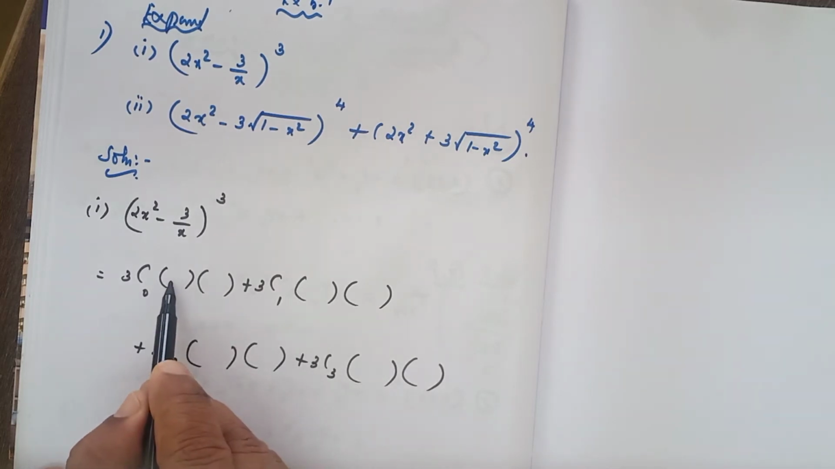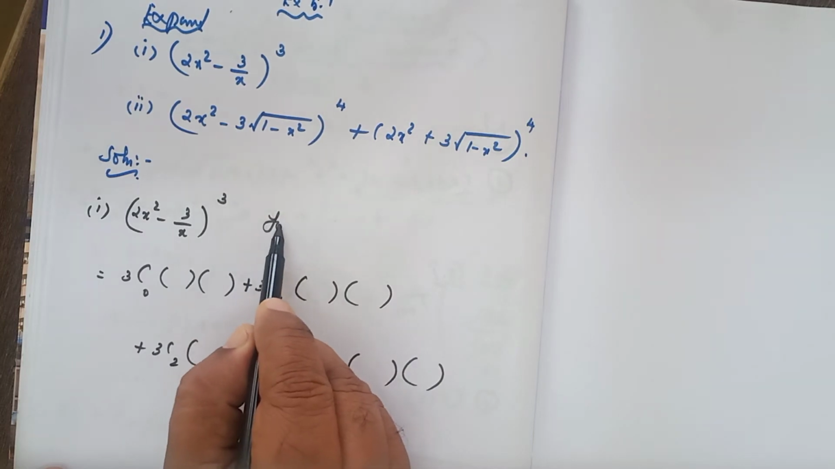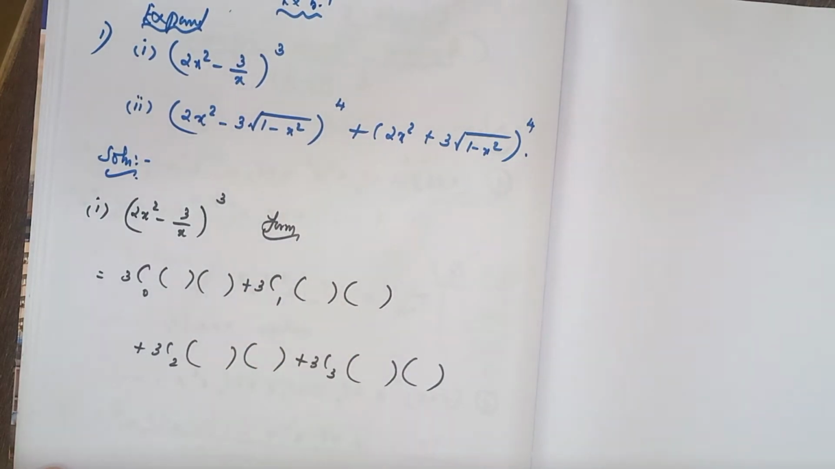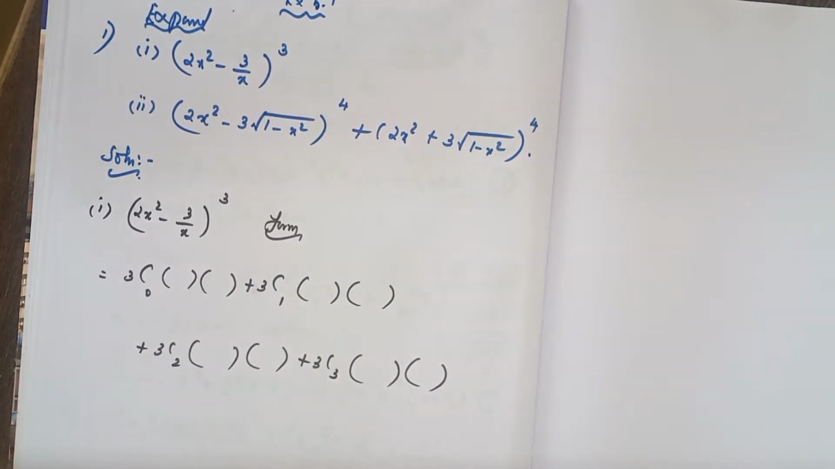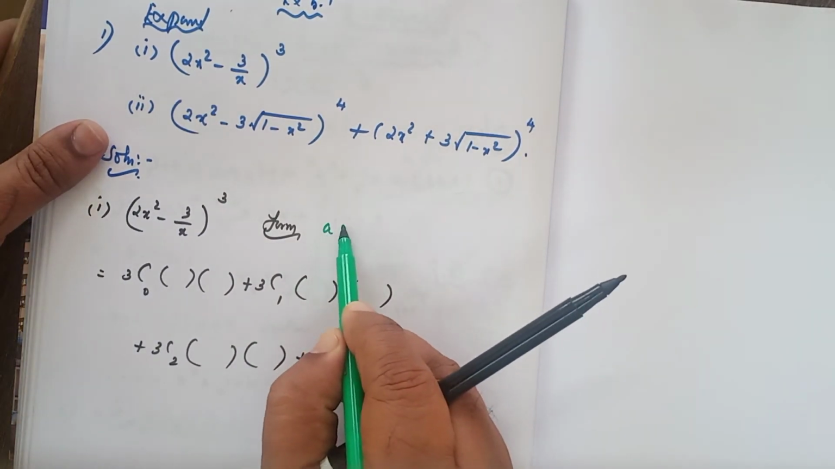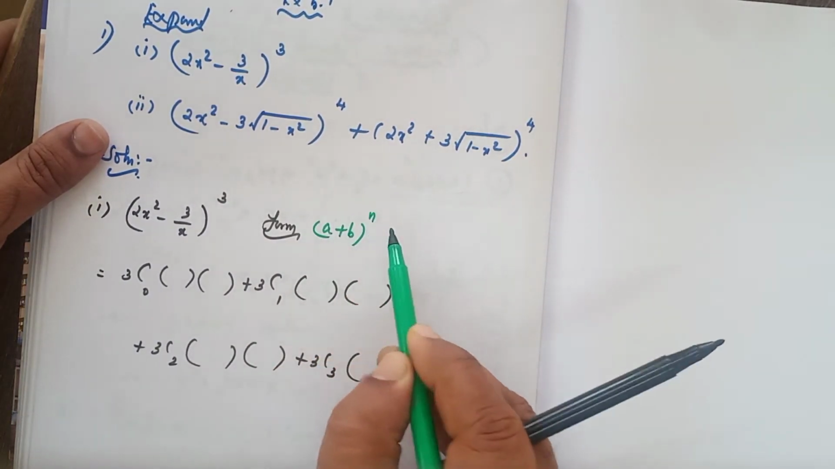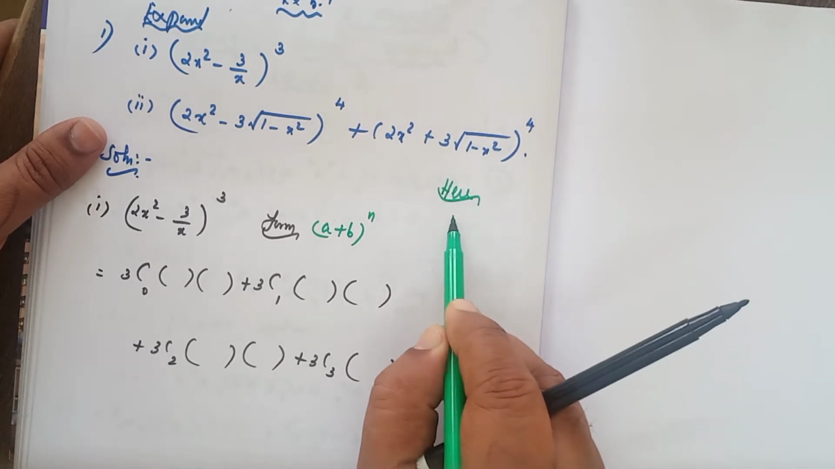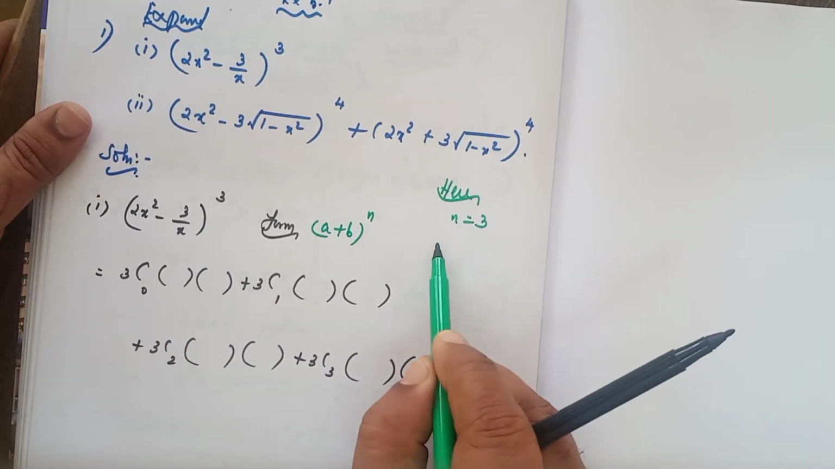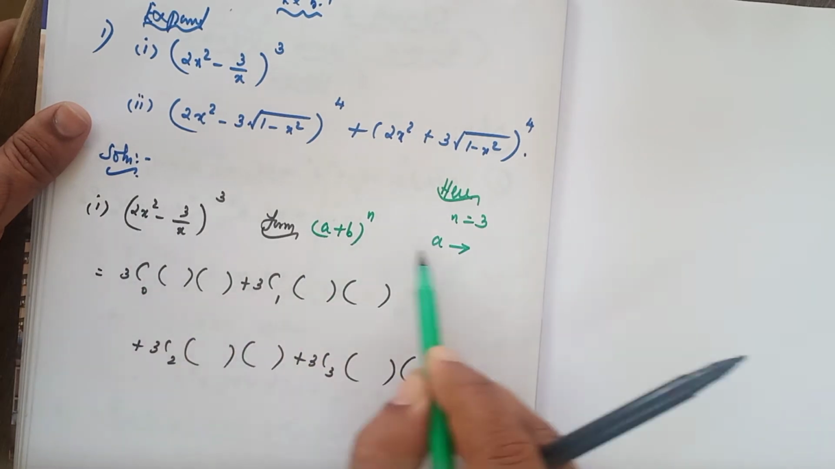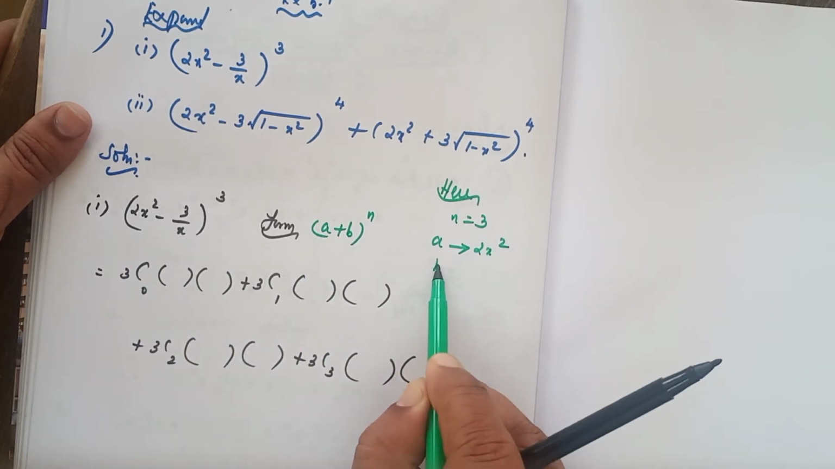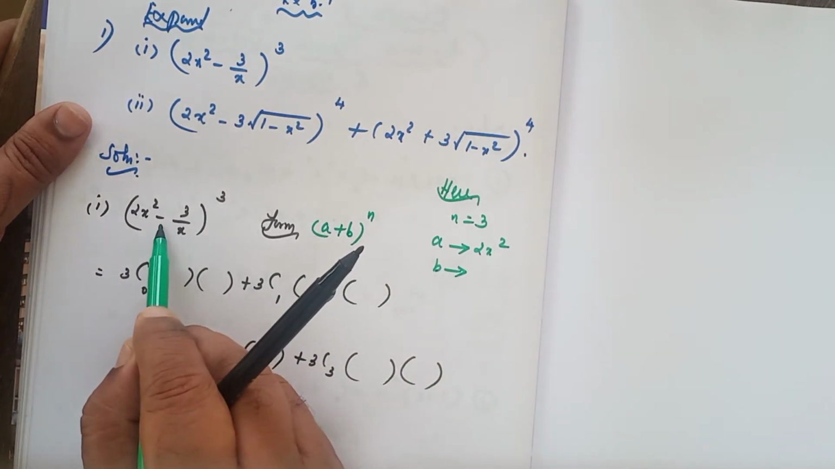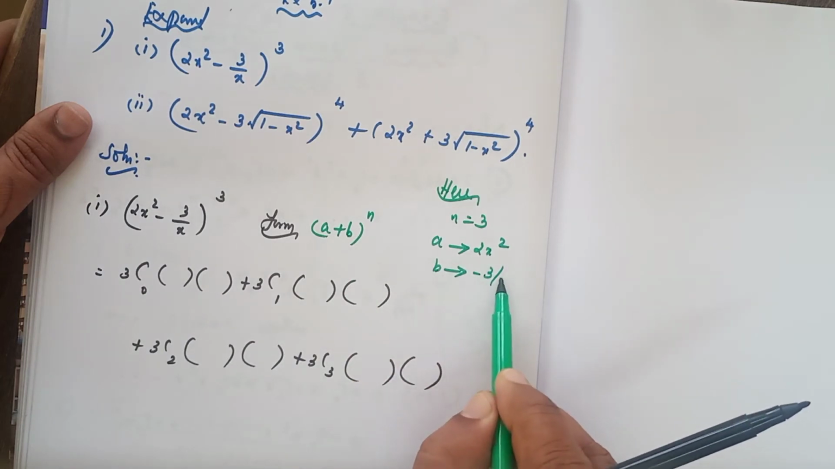Here in the first bracket, you have to write the first term 2x squared. Before that, you write the form here: (a plus b) power n, (a plus b) whole power n. Here n is equal to 3, a is equal to 2x squared, b is equal to, including the sign, minus 3 by x.